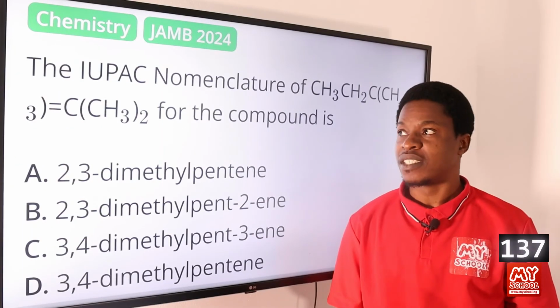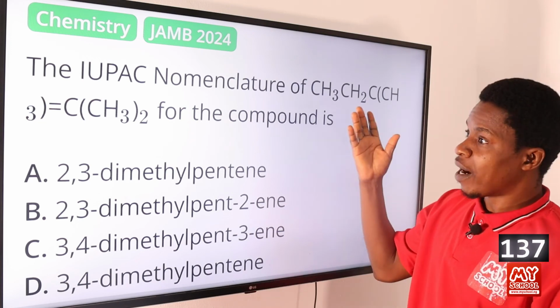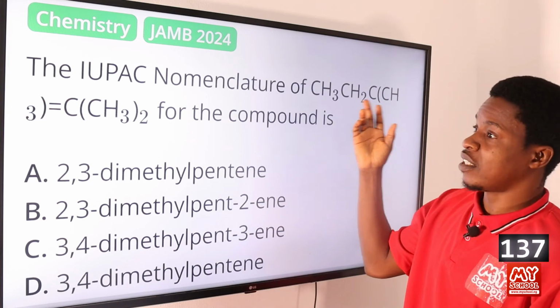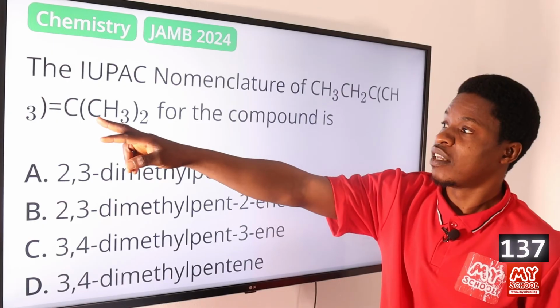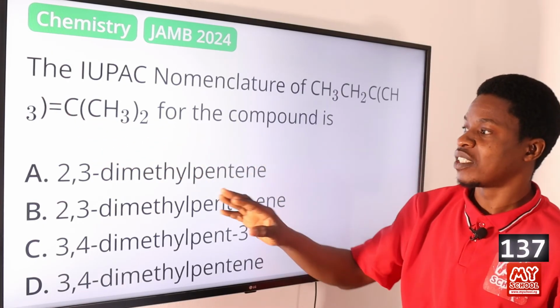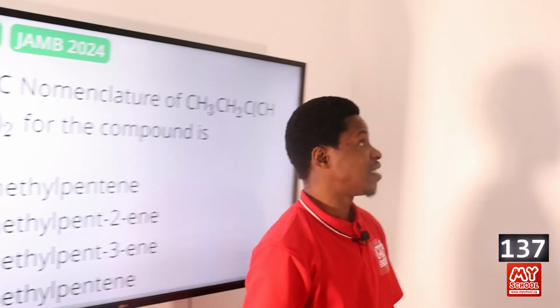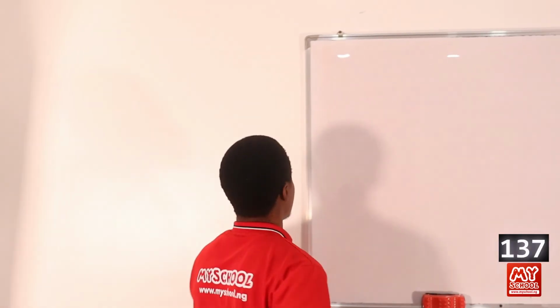Question 137. The IUPAC nomenclature of the compound CH3CH2C(CH3)=C(CH3)2 is what? We have 2,3-dimethyl pentane and so on and so forth. So let's draw the compound first. Let's go to the board and let's draw the compound.